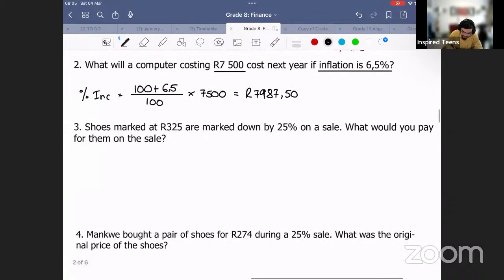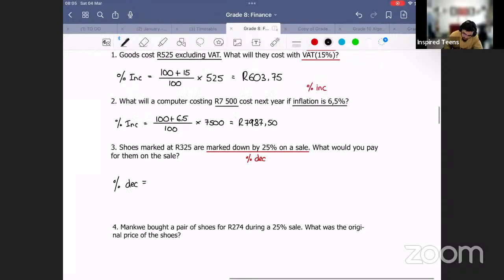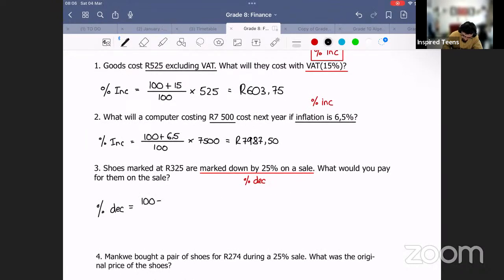Shoes marked at 325 are marked down 25% on sale. What would you pay for them on sale? In this case, marked down by 25% on a sale, so obviously a sale is generally a percentage decrease. I want us to calculate percentage decrease, so I'm going to use the percentage decrease formula. Percentage decrease is equal to 100 minus that percentage decrease, divided by 100, so 100 minus 25 over 100 multiplied by that amount. In that case, I get an answer of 243 Rand 75.